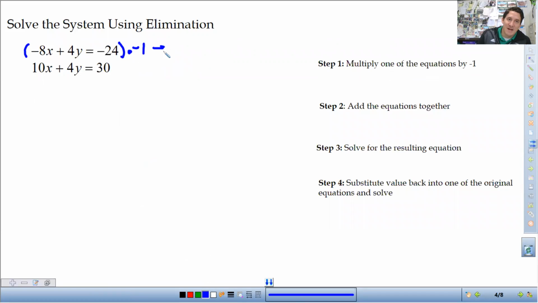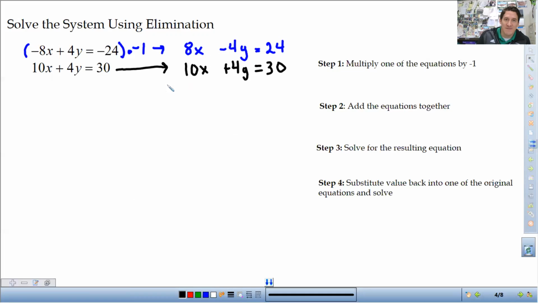When I multiply that by negative 1, everything in here, negative 8x times negative 1 is positive 8x. Positive 4y times negative 1 is negative 4y. And then negative 24 times negative 1 is positive 24. So really all I'm doing is changing the signs. Any negatives become positive, any positives become negative. I'm going to line up the other equation again underneath the first one, without changing it. So 10x plus 4y is equal to 30.